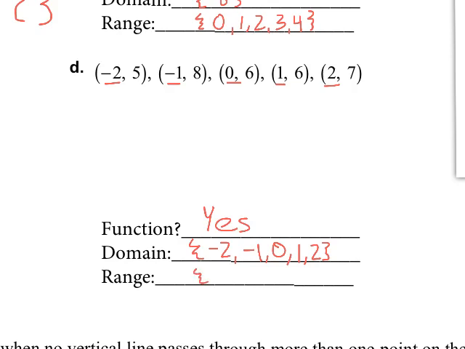My range value would be 5, 8, 6. You don't want to repeat 6, right? So if there's ever a repeating value in the domain or range, you don't write it. And then 7.